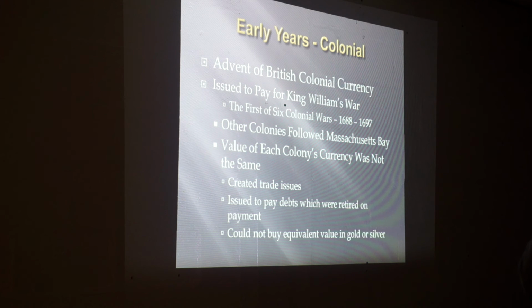So, and a lot of it was issued to pay debts, which were retired upon payment and could not buy the equivalent value of gold and silver. So you really had an issue with it. It was paper, as it turns out. It was mostly paper, and that's how it was viewed. It didn't have that intrinsic value that coins have.